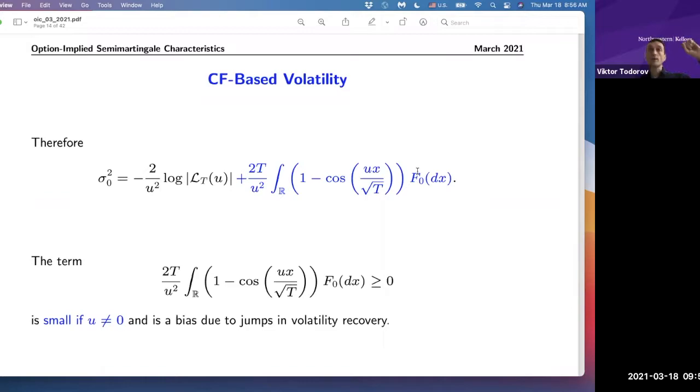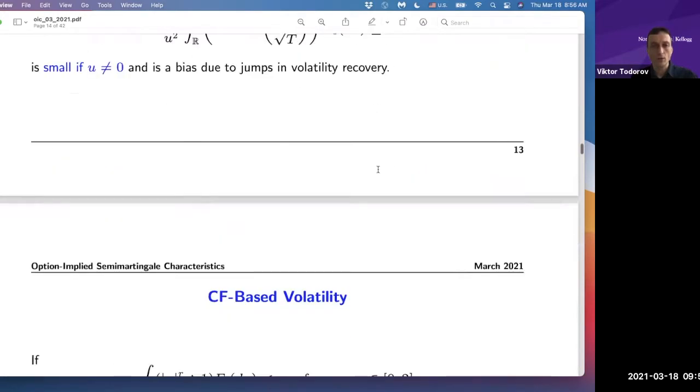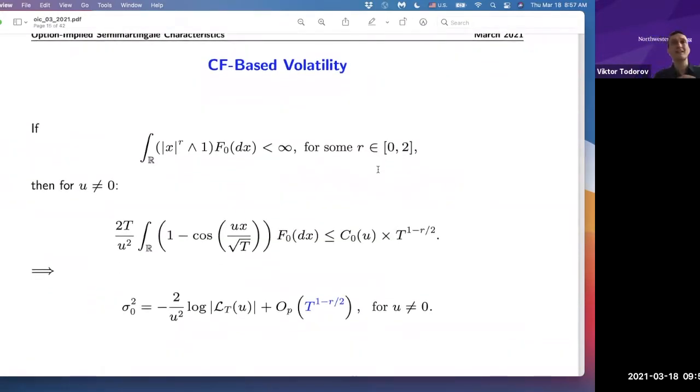The measure f0 is exploding, and it's exploding around 0. There are nice inequalities about the cosine function, and what you will do is let's say that the activity of the jumps is measured by this index r, the Blumenthal-Getoor index of the jumps. In intuitive terms, r tells you how fast the Levy measure around 0 is exploding. And so r equals 0 corresponds to finite activity jumps, r equals 1 corresponds to finite variation jumps, and so on and so forth.